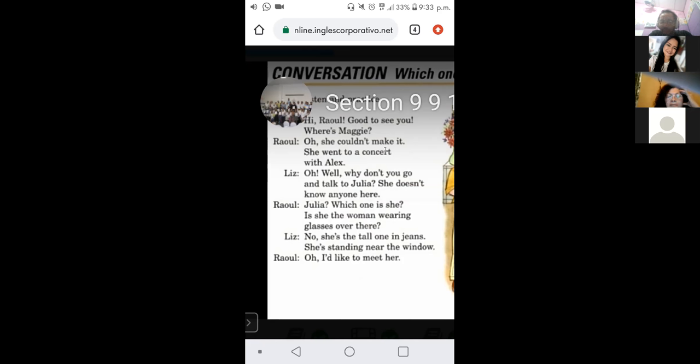Ah, pero lo que son los prepositions, tenemos dos igual. Tenemos el over there, y tenemos el near. Y también tenemos in. Ahí está, the tall one, in jeans. In.